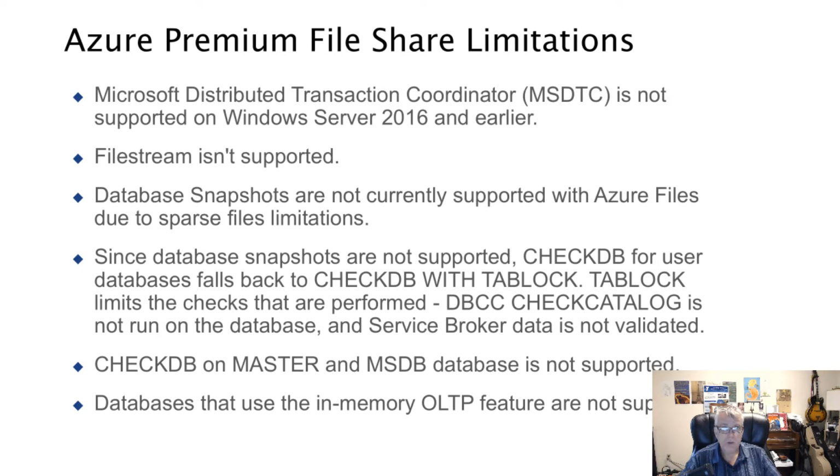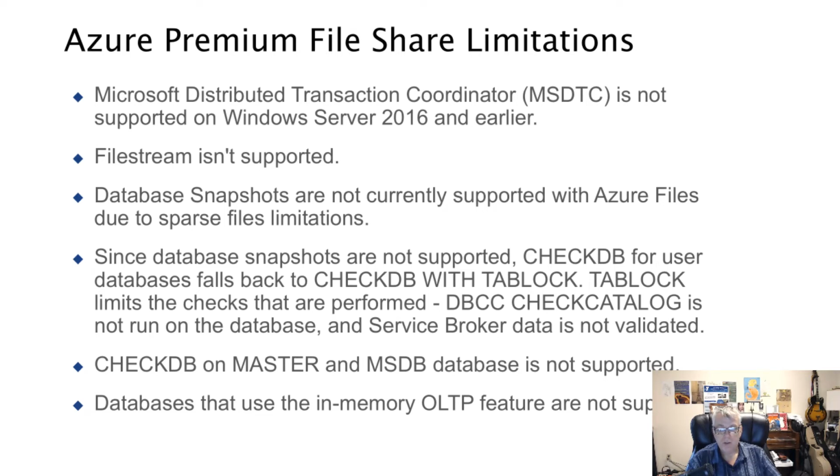So what are some of the things you need to consider when you're looking at premium file share, some of the limitations? Again, depending upon the version of Windows, you may or may not be able to support Distributed Transaction Coordinator. FILESTREAM is not supported if you're using an SMB share. Database snapshots are not supported with Azure File Shares due to sparse file limitations. And since database snapshots are not supported, CHECKDB for user databases falls back to CHECKDB with TABLOCK, and TABLOCK limits the checks that are performed.